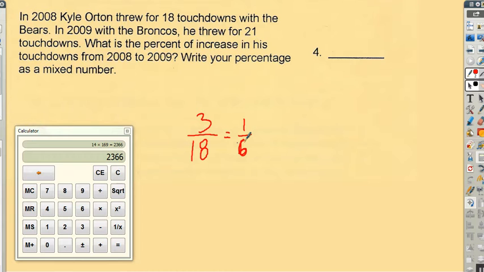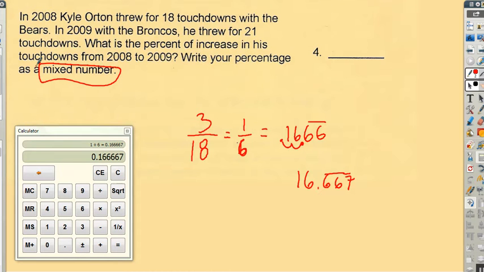Now I happen to know this one off the top of my head, but I'll just go through it. 1/6 is equal to 0.1666 repeating. That is your decimal equivalent. For your percentage, you have to move the decimal place over 2 spaces, so you get 66.667. But if you did that, you would be marked wrong because it wants you to use a mixed number. So what fraction is 0.6 repeating? 2/3. So you end up with 16 2/3.